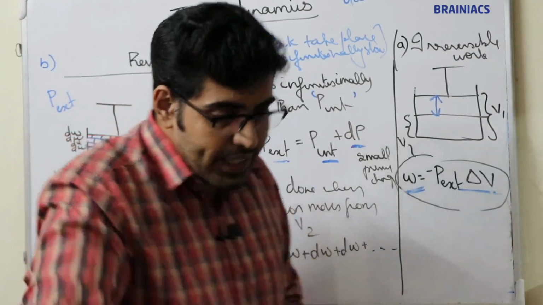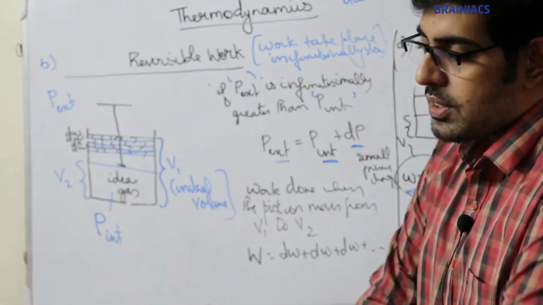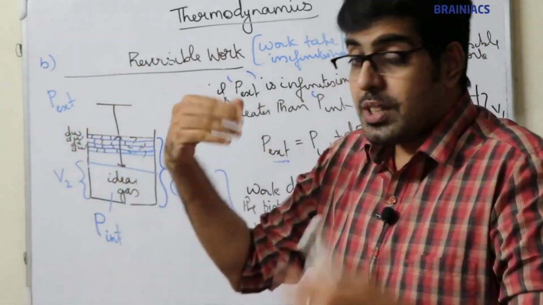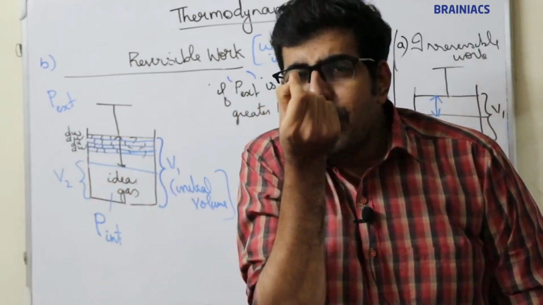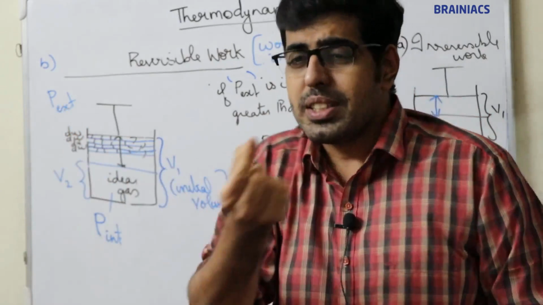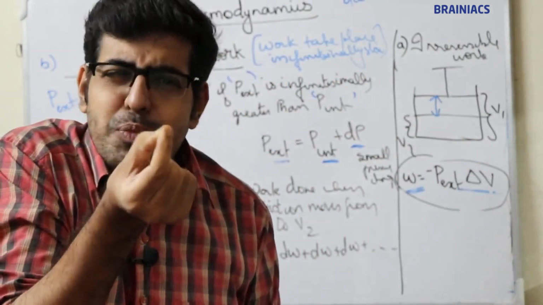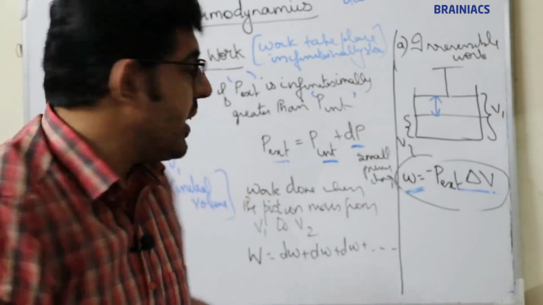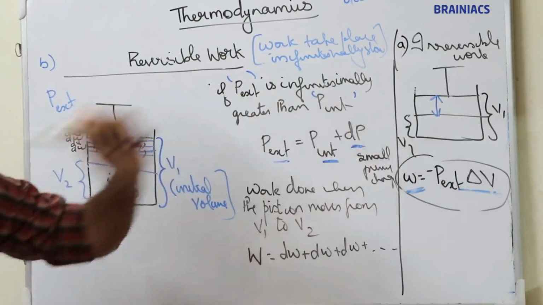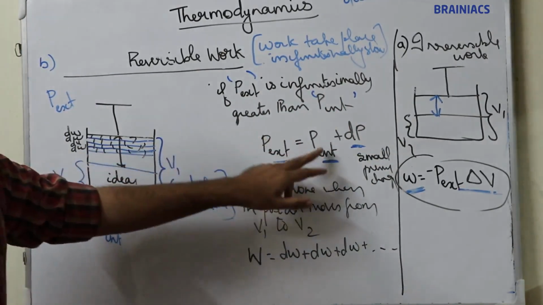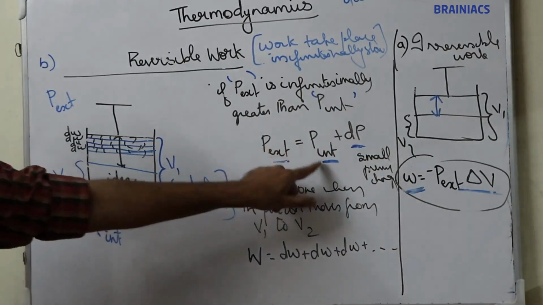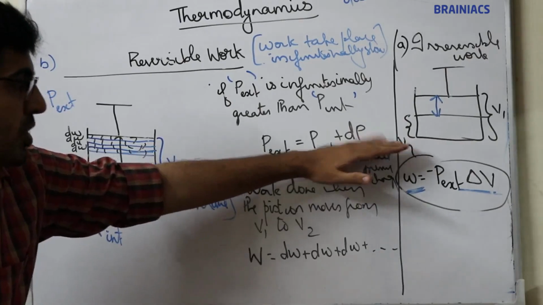Now, the second is reversible work. In the case of reversible work, the external pressure is infinitesimally greater than the internal pressure. Infinitesimal means very slow, very low value. So the external pressure is equal to the internal pressure plus a small pressure change, a little bit of pressure, right?